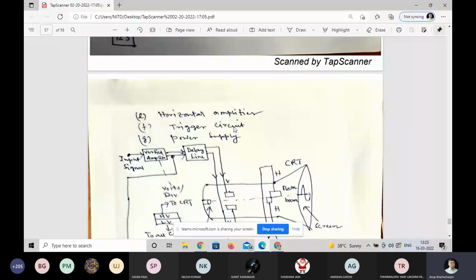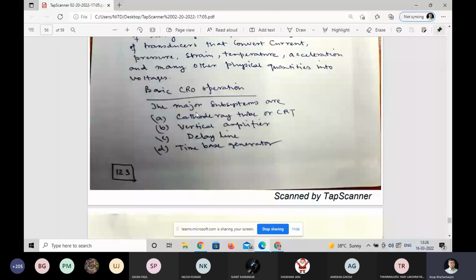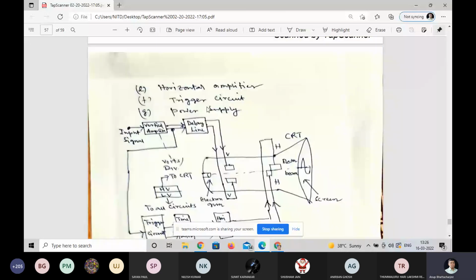Now I shall tell you the functions of each and every thing in short, because as requested by all of you, I shall give a review of the total thing, like I asked you about the components present in one RC-coupled amplifier. Although all these things have been discussed properly, as requested or demanded by you, I shall go for this after this discussion. So in short, I am telling: these are the major subsystems of a CRO. Keep in mind: cathode ray tube or CRT, vertical amplifier, delay line, time-base generator, horizontal amplifier, trigger circuit, and power supply.